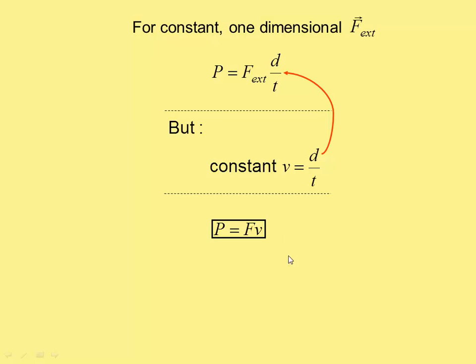Now, this is not the one that you typically use. Typically, you use work over time. But this is an alternate version if you happen to know the external force and the speed of the object. Check out the units. Force is in newtons. Speed is in meters per second. Of course, a newton meter is a joule, and a joule per second is a watt. So as long as we're using newtons, meters, seconds, kilograms, we're going to get joules per second or watts. So there's 2 different ways to calculate the power output of a machine.